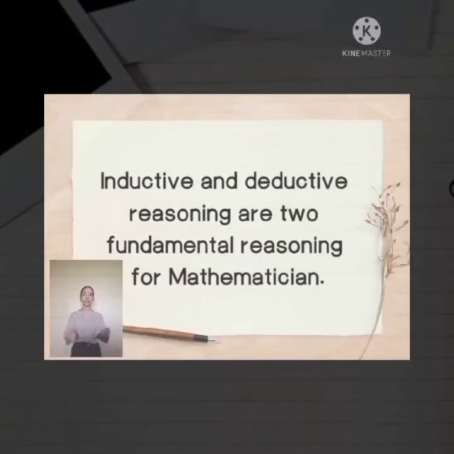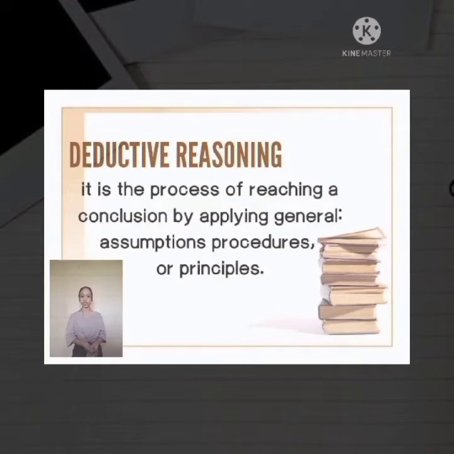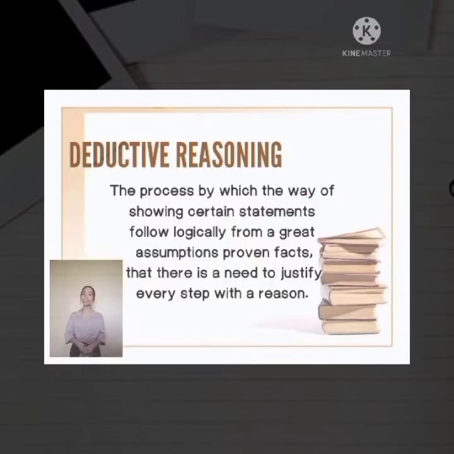Inductive and deductive reasoning are two fundamental forms of reasoning for mathematicians. Deductive reasoning is a process of reaching a conclusion by applying general assumptions, procedures, or principles. Or we can say it is the process of showing that certain statements follow logically from assumptions and proven facts, where there is a need to justify every step with a reason.